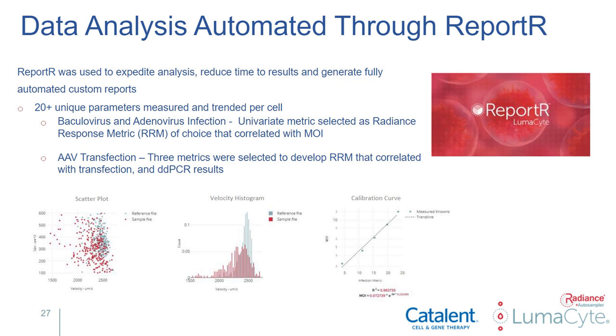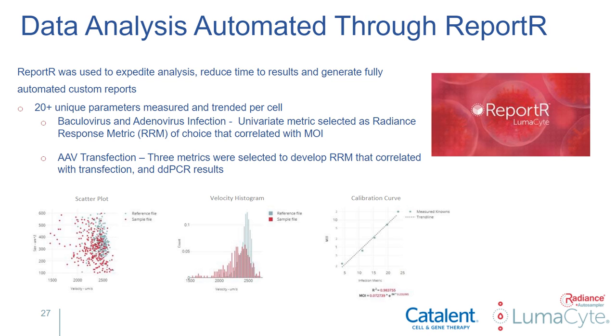We then did the data analysis using the reporter, which was again discussed earlier by Sean. The reporter was used to expedite analysis and reduce time to results and generate fully automated reports. In this case, more than 20 unique parameters were trended. And for the baculovirus and adenovirus infection, a univariate metric was selected as the Radiance response metric, and this was correlated with the MOI. And for AAV transfection, there were 3 metrics that were selected to develop the Radiance response metric, and that correlated with transfection and also with the ddPCR results.